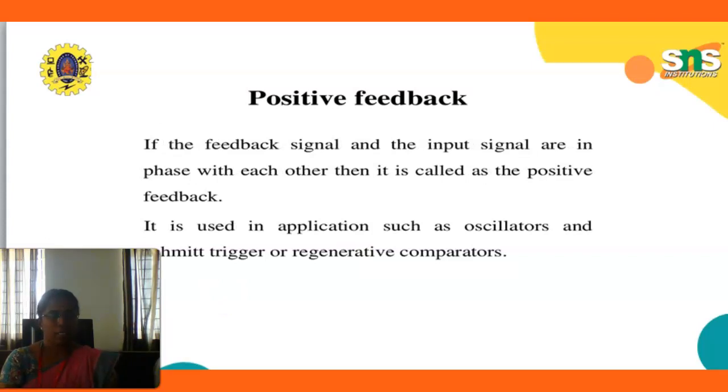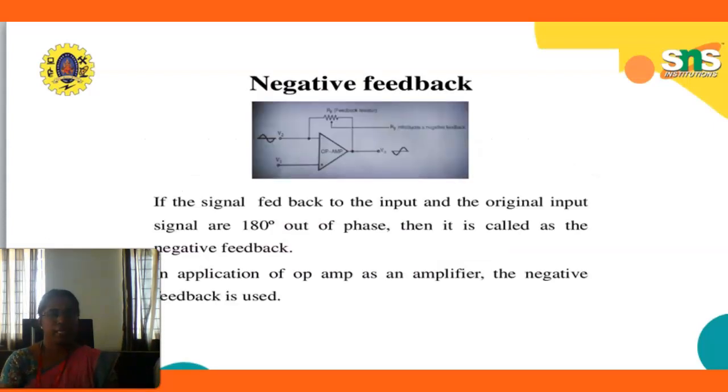Positive feedback: if the feedback signal and the input are in phase with each other, then it is called positive feedback. It is used in applications such as oscillators, Schmitt trigger, and regenerative comparators. Negative feedback: if the signal fed back to the input and the original input signal are 180 degrees out of phase, then it is called negative feedback. In the application of an opamp as an amplifier, negative feedback is used.